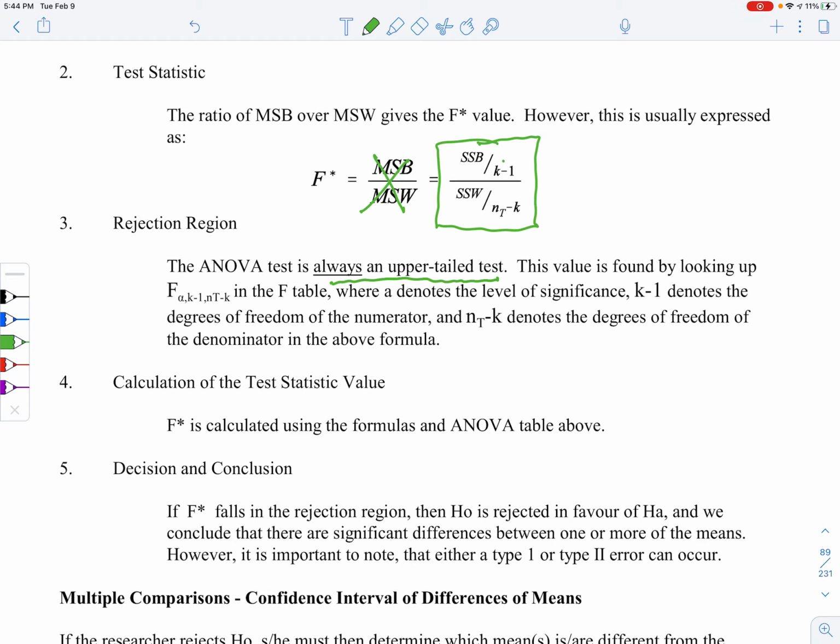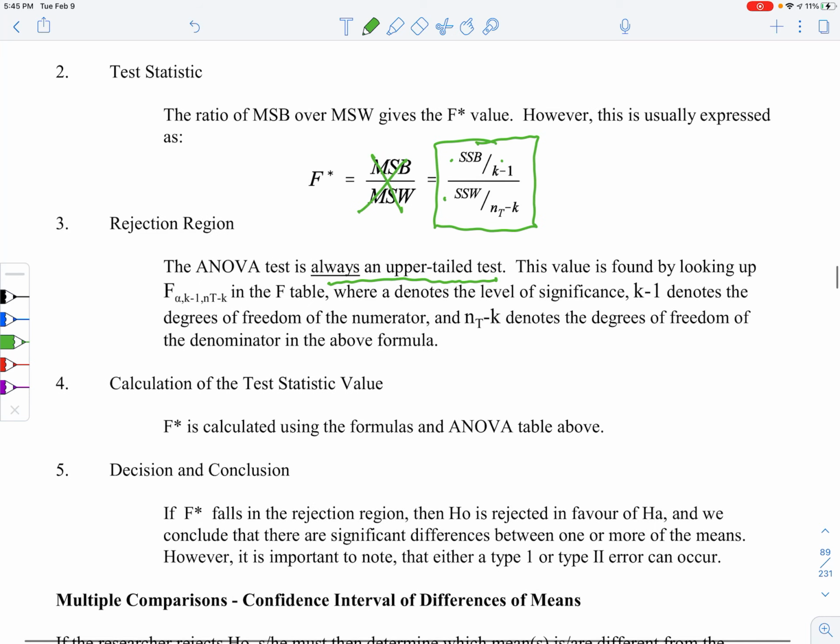And so go back to that last video. I'm not going to explain this again, but it's when the SSB is significantly higher than the SSW, adjusted by degrees of freedom, that you end up with a high f-star value, and that actually corresponds to the means being different, or at least one mean being different from the rest. If most of the variation is within, so SSW is a bigger term, you end up with a low f-star value, and that actually supports the null hypothesis.